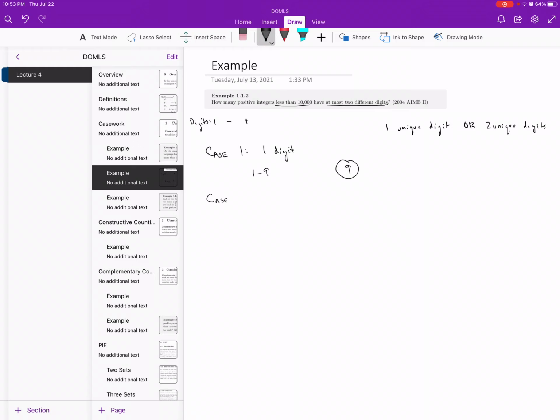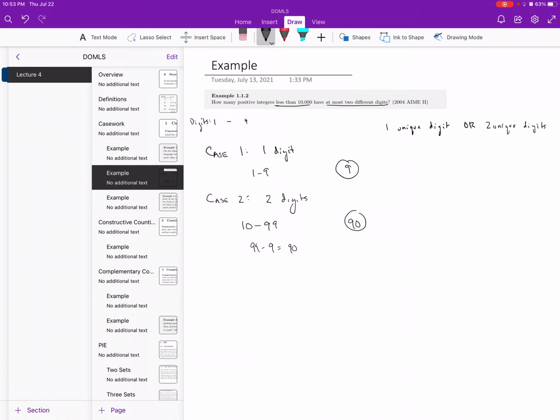Now what about case 2? 2 digits. Well, for every 2-digit number, we're going to have 2 distinct digits because it's only a 2-digit number. It can't have 3 distinct digits. So the total number of numbers here is going to be 99 minus 9, which is 90.